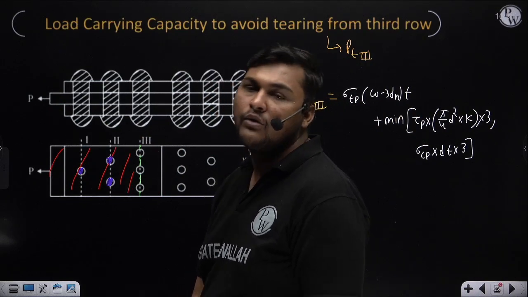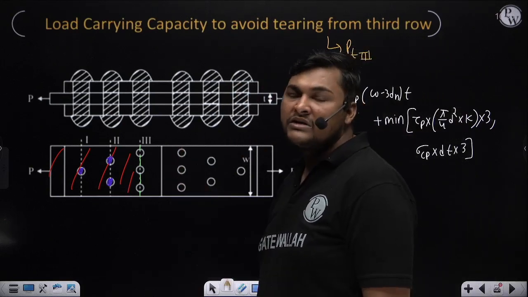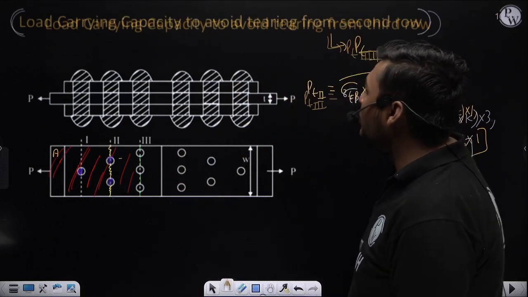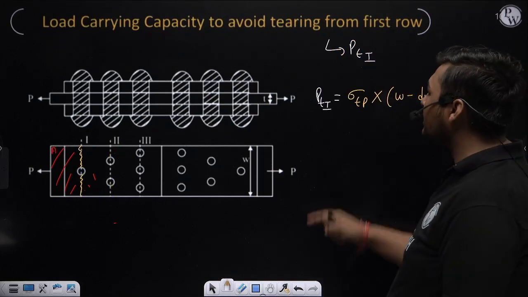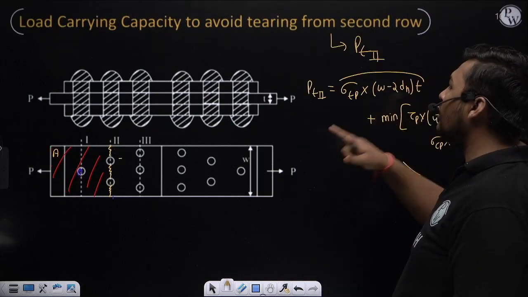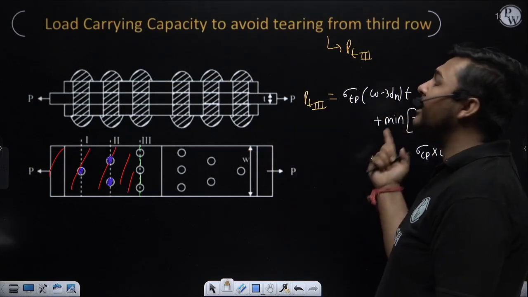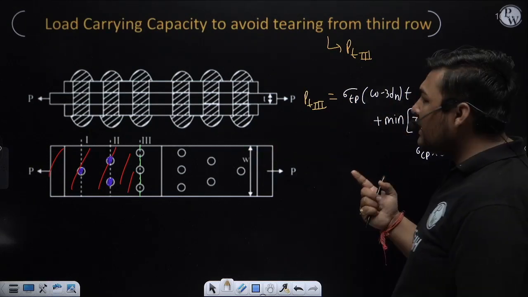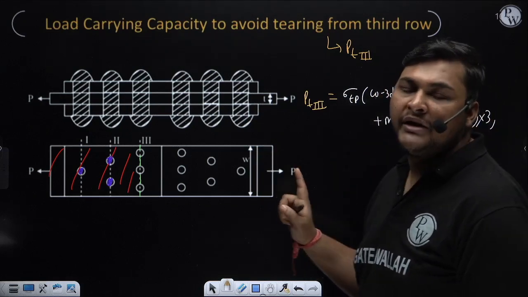Tearing to avoid tearing from third row. Means load carrying capacity to avoid tearing from third row. Now no more row is coming. So whenever number of rows is increasing, when you are moving away from load P, that is in case of diamond pattern, calculate PT1 also, PT2 also, PT3 also. If one more row is coming, then calculate PT4 also. Okay, and minimum of PT1, PT2, PT3 will be overall tearing load capacity.